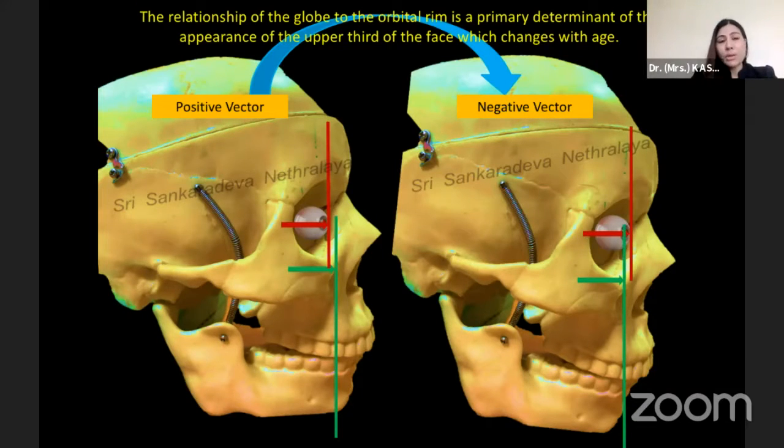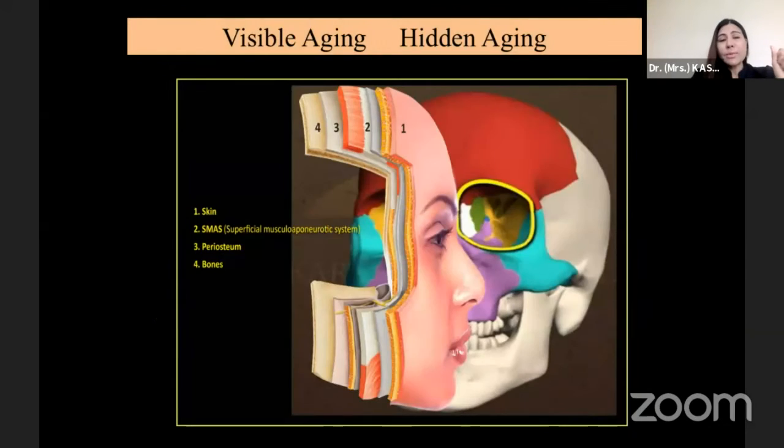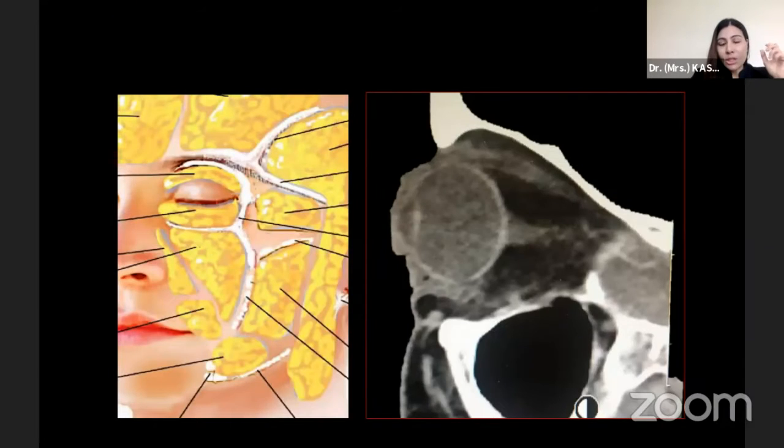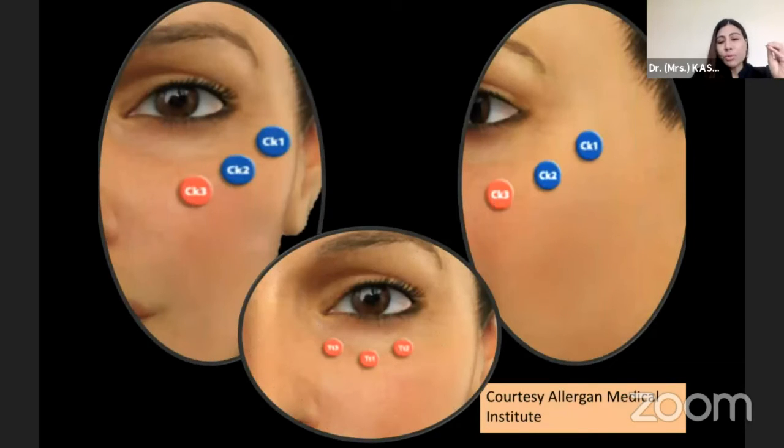This change from the positive to the negative vector can have both visible changes and hidden changes. The hidden changes are basically seen in the ligaments, bone, and the SMAS, and the visible is in the skin. But the most important are the hidden changes. As you can see here, the ligaments are so important, especially when you deal with the tear trough. This is the orbitomalar ligament that you can see. The sagging of the ligament, the sagging of the tissue, the deterioration, deflation, all lead to all the changes that we have seen here. So when we talk about the management of tear trough, there's a very classical teaching by AMI where you see the 3 points to be targeted, TT1, TT2, TT3, but along with it, you have to do a mid-face lift.